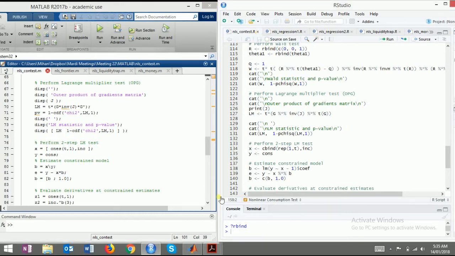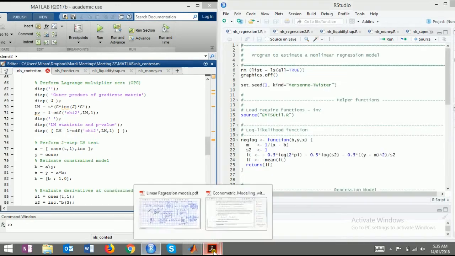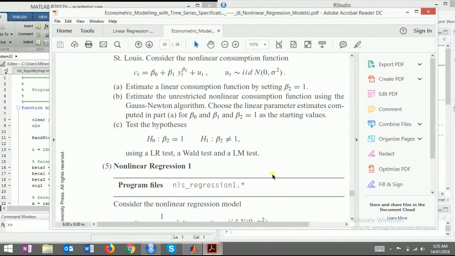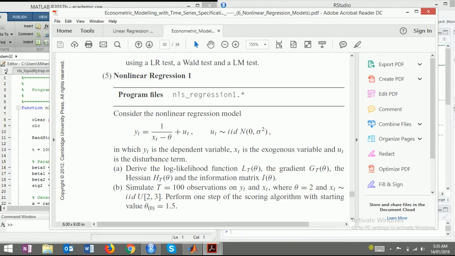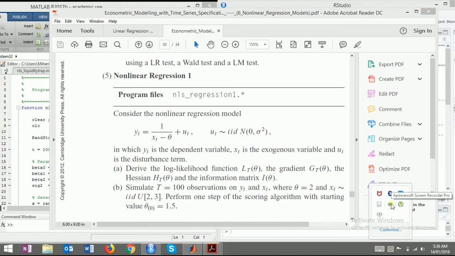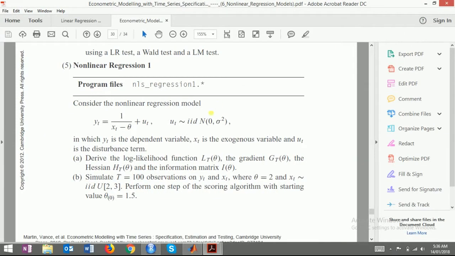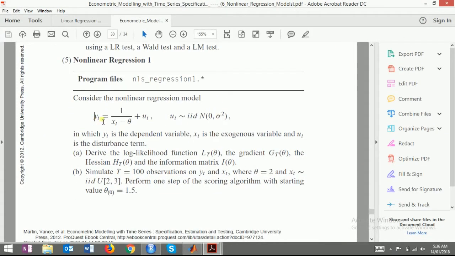Now we're gonna move into the next problem. The next problem is NLS regression. Regression 1. Consider the nonlinear regression model y_t = 1/(x_t − θ) + u_t, in which y_t is the dependent variable, x is the exogenous variable, and u is the disturbance term. Derive the log likelihood function, the gradient, the Hessian and the information matrix.